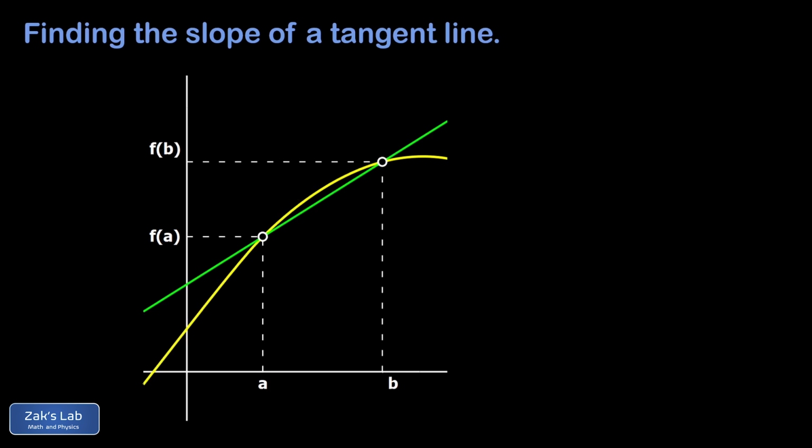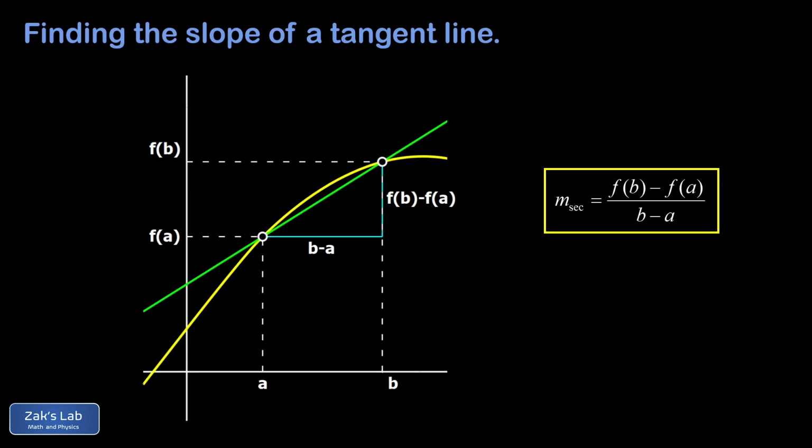Now, to find the slope of the tangent line, we're going to revisit the idea of a secant line. A secant line for a function f(x) on the interval a to b is just a line that passes through 2 points on the function, (a, f(a)) and (b, f(b)). And we can quickly find the slope of the secant line just using the rise over run, where the rise is f(b) minus f(a), and the run, or horizontal change between these 2 points, is b minus a. So the slope of the secant line is given by (f(b) minus f(a)) divided by (b minus a).